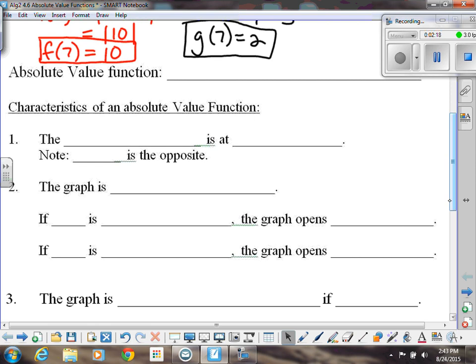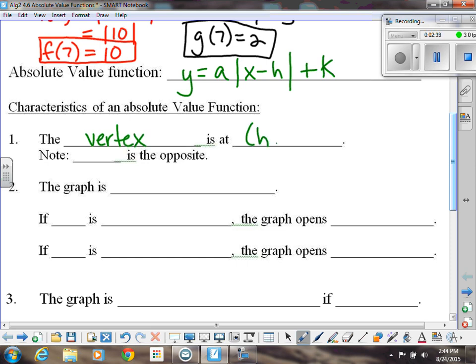Remember that the general equation is y equals a times the absolute value of x minus h, and then we have plus k afterwards. Remember that the vertex of our absolute value is at h comma k. And remember that h is the opposite of the number in parentheses. So always remember that. And also remember that the graph is a V shape. We talked about that a lot of times in Algebra 1.